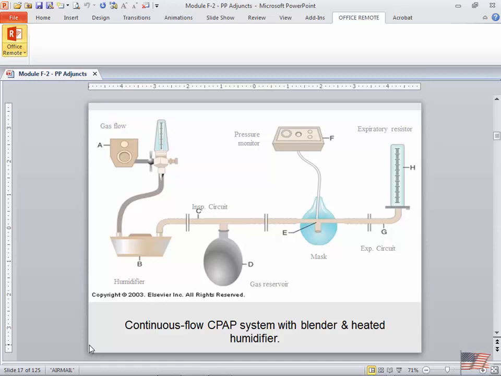Okay, so it looks really similar to our high flow nasal cannula system. The difference being is that there's something on the expiratory limb. Okay, so where that was just a single limb going to the patient, now I have something where as the patient exhales, they're exhaling against a resistor.